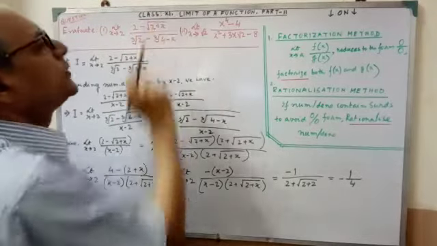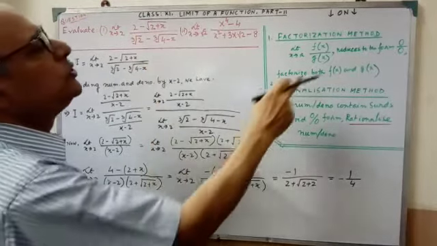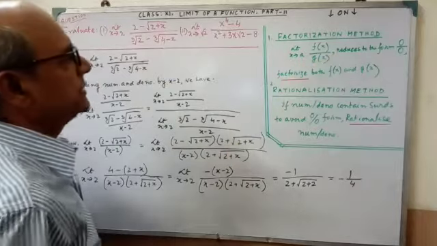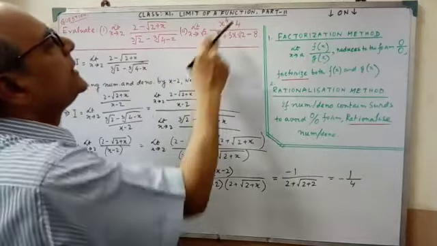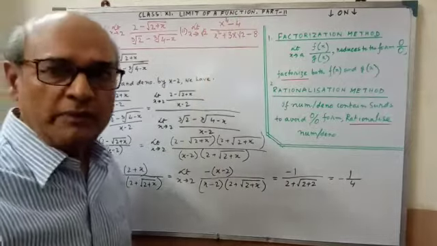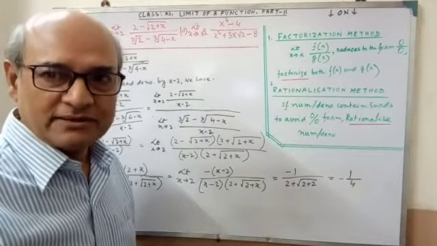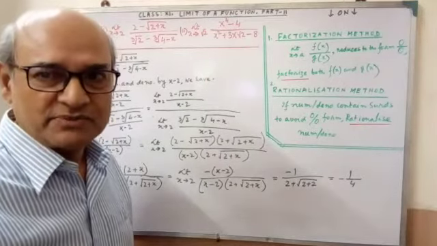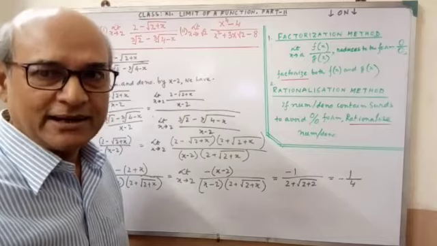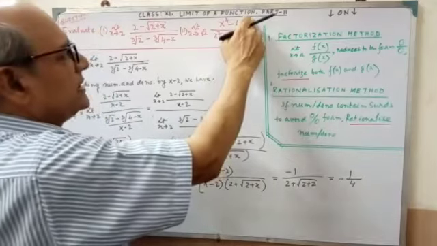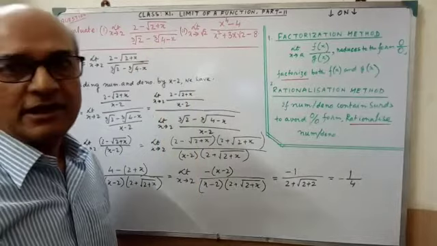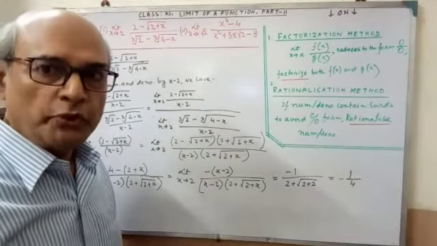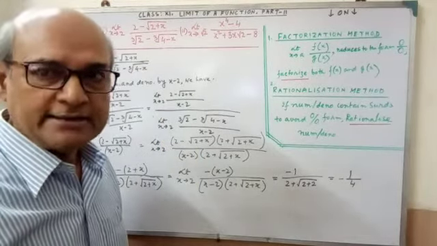Here we are looking at the root, so naturally we will not follow the factorization method. Here we are looking at x to the power 4 minus 4. That expression will be factorized like a square minus b square, that is (a plus b) into (a minus b), that you have learned at class 9. So this sum by factorization method and this is by rationalization method. So which method you have to do, that is clear.